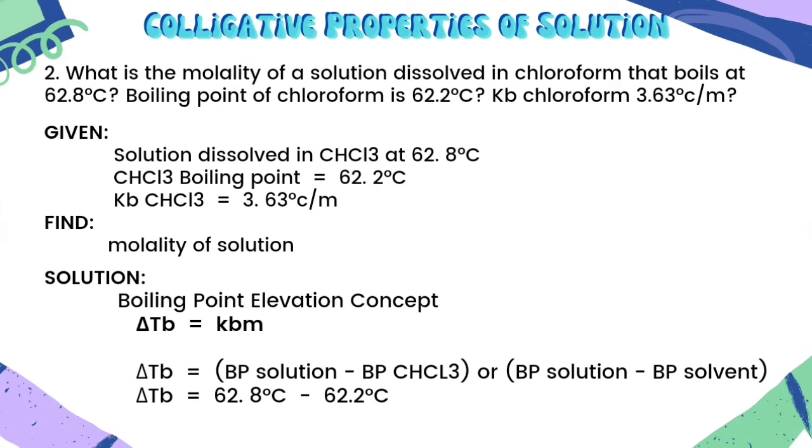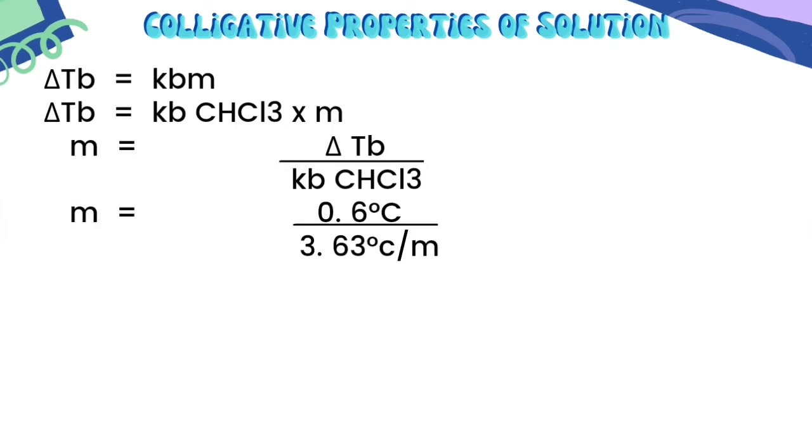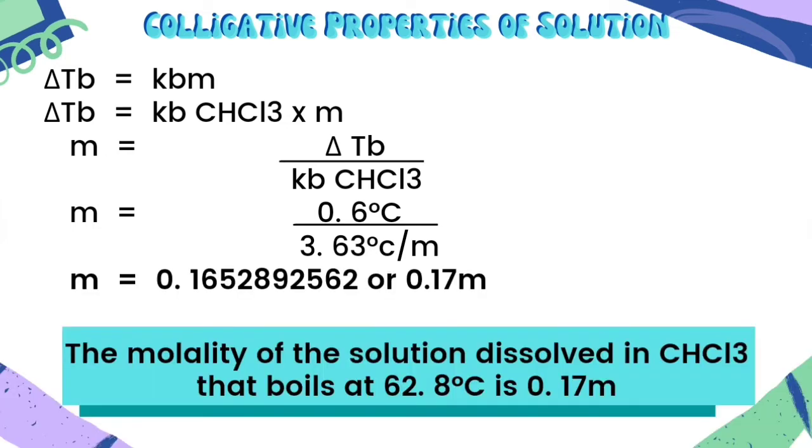First, we should get the difference of the boiling point of the solution and the boiling point of chloroform, which is 62.8 degrees Celsius minus 62.2 degrees Celsius, that will equal 0.6 degrees Celsius. Applying the concept of boiling point elevation, which is equal to the product of the molal boiling point elevation constant times the molality of the solution. When the formula is rearranged, m will be equal to 0.6 degrees Celsius divided by 3.63 degrees Celsius per molal. The final answer is that the molality of the solution dissolved in chloroform that boils at 62.8 degrees Celsius is approximately 0.17 molal.